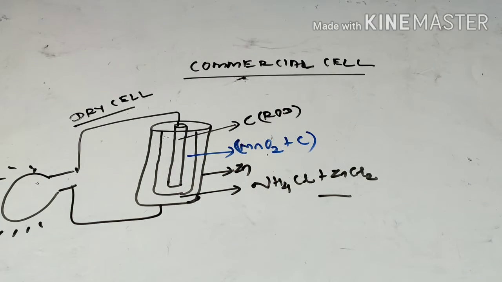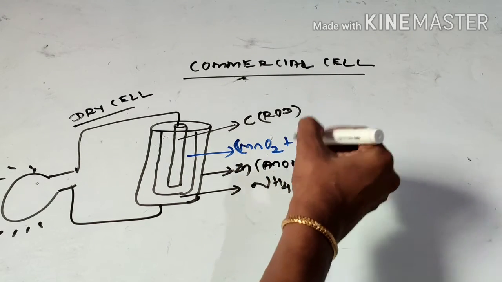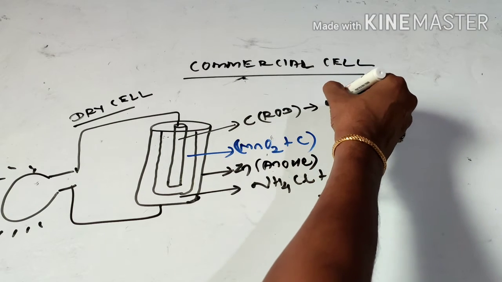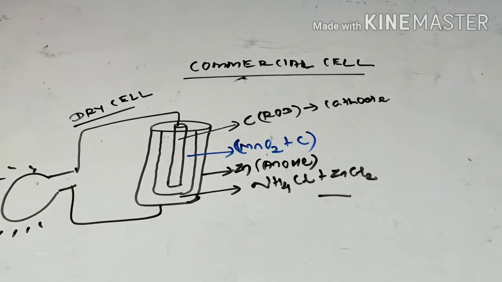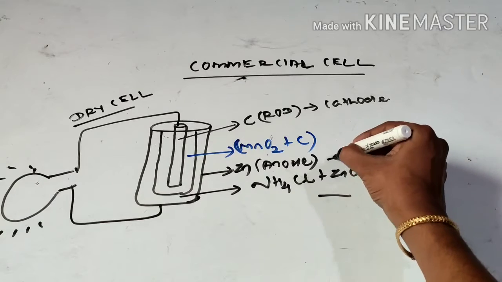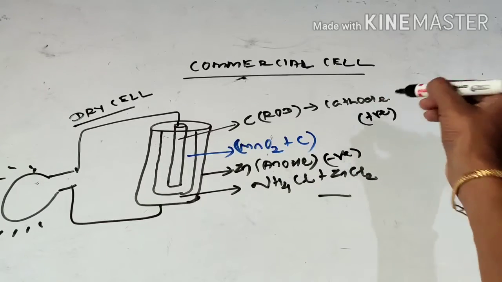So here the zinc container itself acts as an anode, and the carbon rod itself acts as a cathode. As I already told, this dry cell is a primary cell, so it acts as an electrochemical cell. In the electrochemical cell, the anode is negative. So here the zinc electrode is negative and the cathode is positive, so the carbon rod is positive.